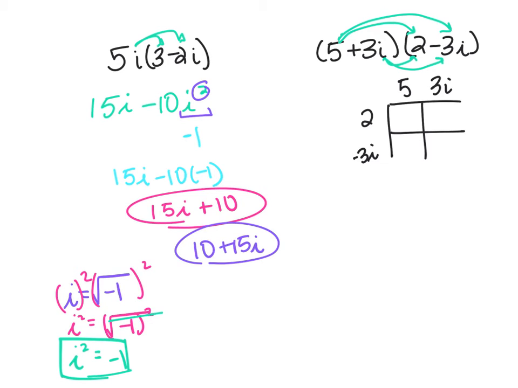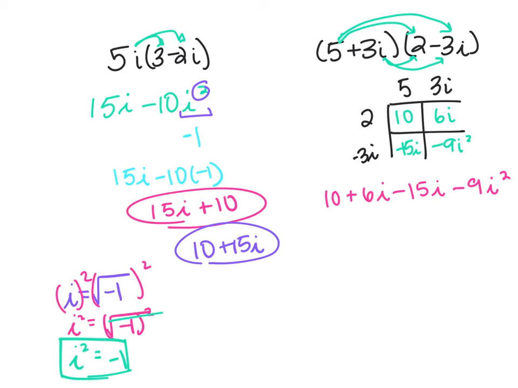So 2 times 5 is 10. 2 times 3i is 6i. 5 times negative 3i would be negative 15i. 3i times negative 3i gives me negative 9i squared. So notice there's where my i squared is coming back in. We will have to deal with that in a second. So first I'm just going to pull everything out of that box. So we have 10 plus 6i minus 15i minus 9i squared.